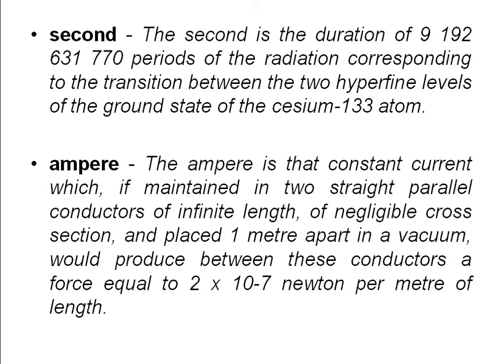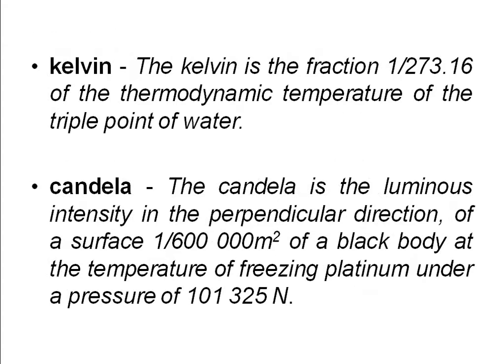I'm just going through all those things fast because these are very basic ones. Then the definition for ampere: it is that constant current which, maintained in two straight parallel conductors of infinite length and negligible cross section, placed 1 meter apart in vacuum, would produce between these conductors a force equal to 2 into 10 power minus 7 Newton per meter of length.